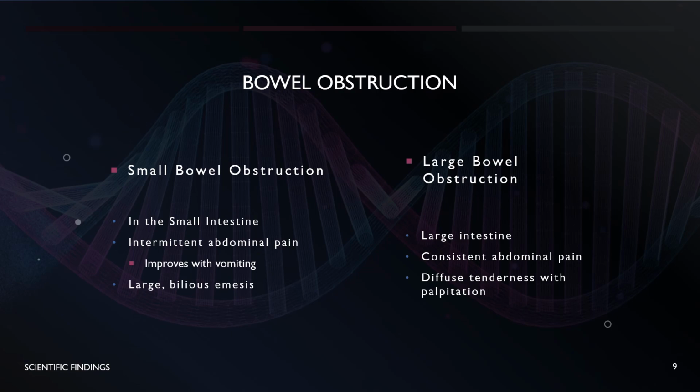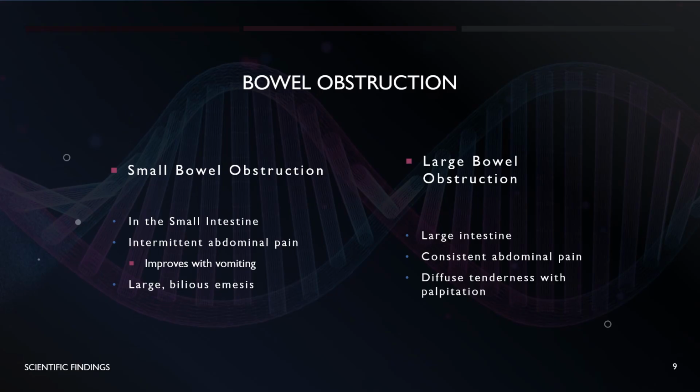A small bowel obstruction is in the small bowel. This is going to be in our small intestine. Usually they have this intermittent abdominal pain, and when they vomit, their belly feels better. And their vomit's going to be large, copious amounts, very bilious. A lot of times it could also be what they just ate, right? Because food isn't getting through.